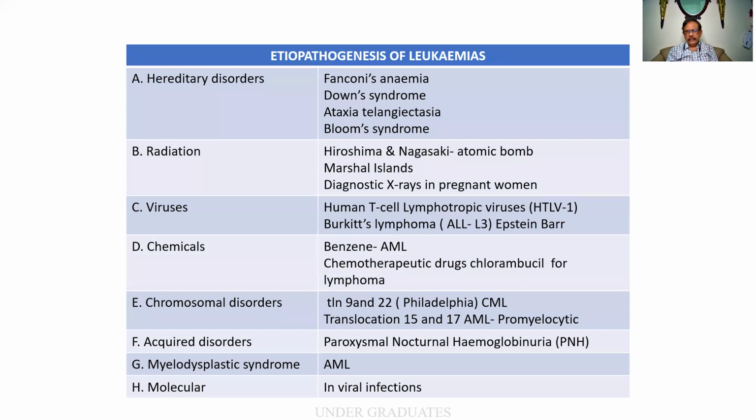We had seen the etiology of leukemias, and this is just a recapitulation. This can be hereditary, radiation, due to viruses, chemicals, chromosomal disorders, acquired disorders such as PNH, myelodysplastic syndrome, and molecular diseases as in viral infections. This particular table, I would like you people to kindly memorize.